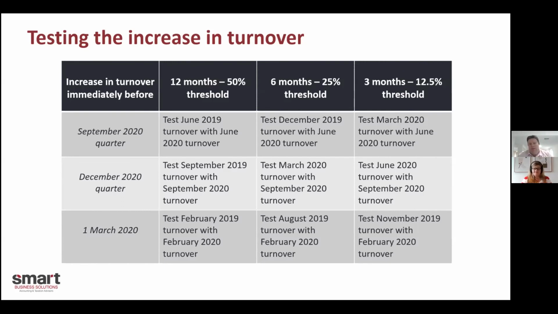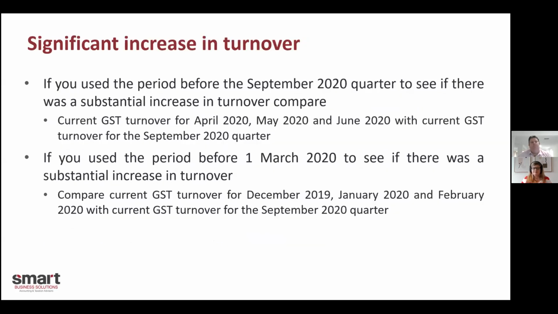So you need to show an increase to say that I've had a significant increase in my business. That gives you the right to use a different comparison period to the basic test. Depending on whether you used the period just before the September quarter or just before 1st of March, that changes the comparison period that you're comparing to your test period of September to show that drop. So in a strange way, you need to show an increase in one section, then you need to show a drop to be able to apply it. You're still applying the test of the reduction. It's more just what's your comparison.